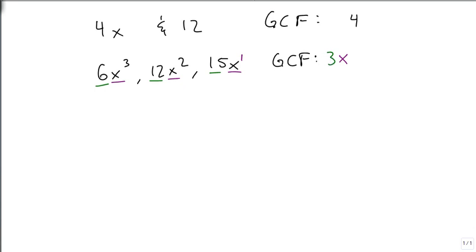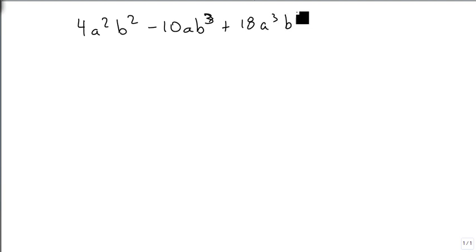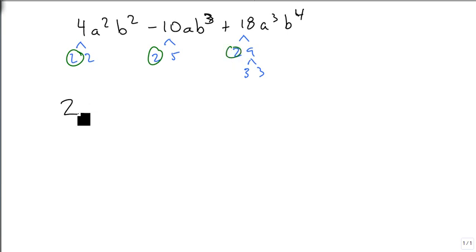So now that we can find a GCF, let's talk about how we factor out the GCF. Let's start with 4a squared b squared minus 10ab cubed plus 18a cubed b to the 4th. We're going to deal with each number separately. 4 is 2 and 2, 10 is 2 and 5, 18 is 2 and 9, which is 3 and 3. So for our numbers, we want to pick the number that they all have in common, and that's just a single 2. So our GCF is going to include a 2.